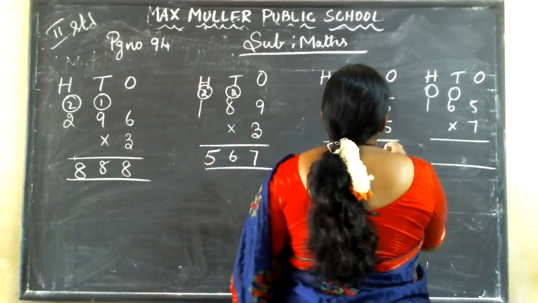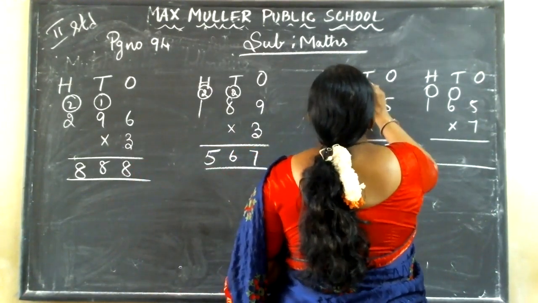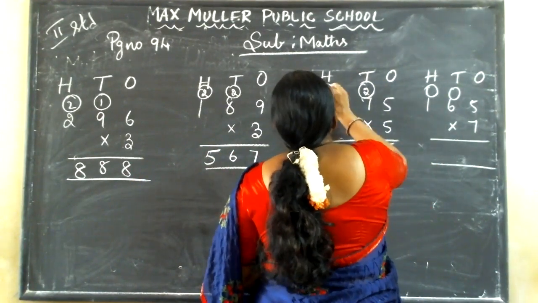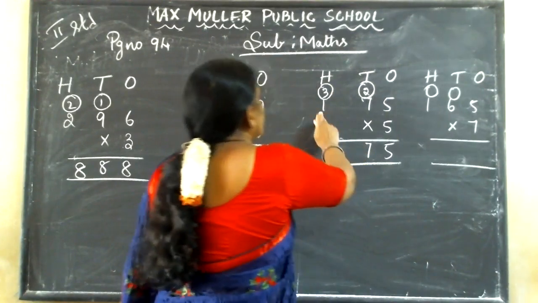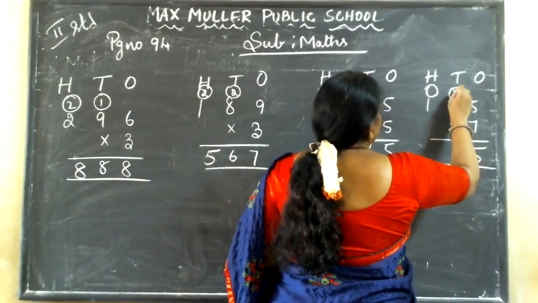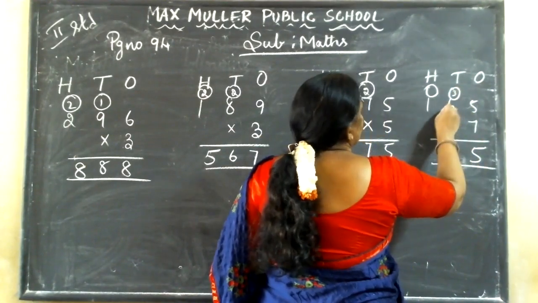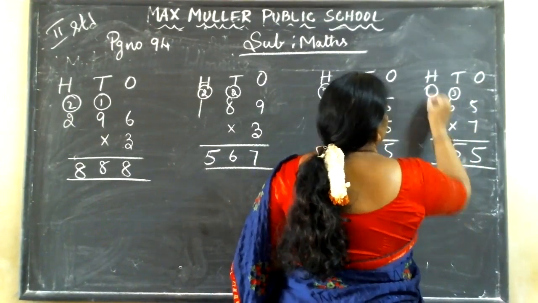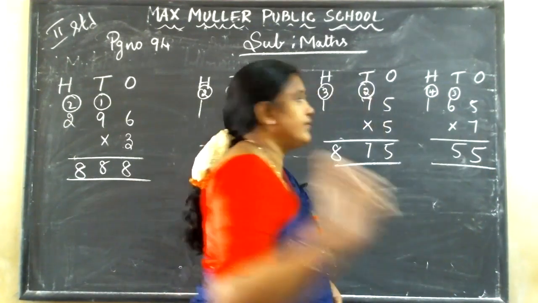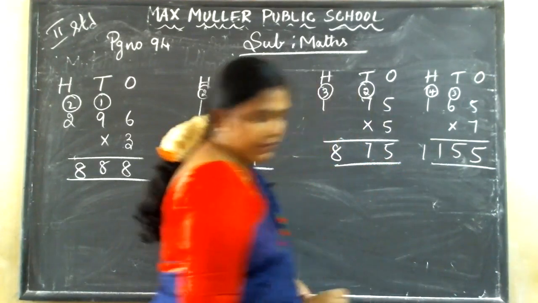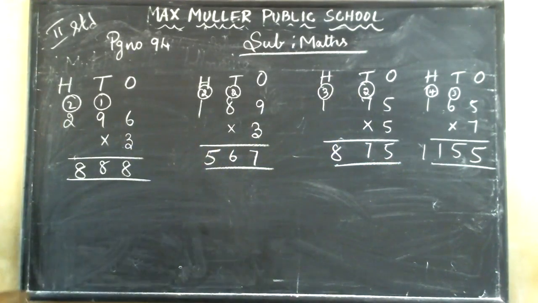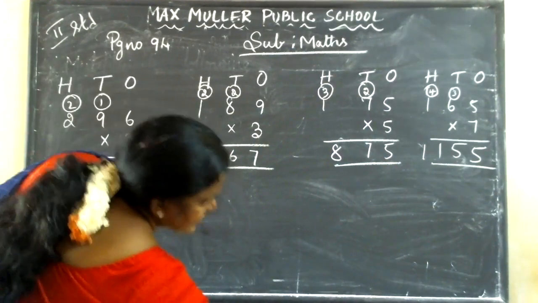Here 5 5s are 25. 5 7s are 35 plus 2, 37. Here carried 3. 5 1s are 5, 6, 7, 8. 7 5s are 35. 3 5s are 35, 7 6s are 42. 42 plus 3, 45. 4 3 7 1s are 7, 8, 9, 10, 11. So 1155. Now next, finish it neatly. We'll go to next sum.